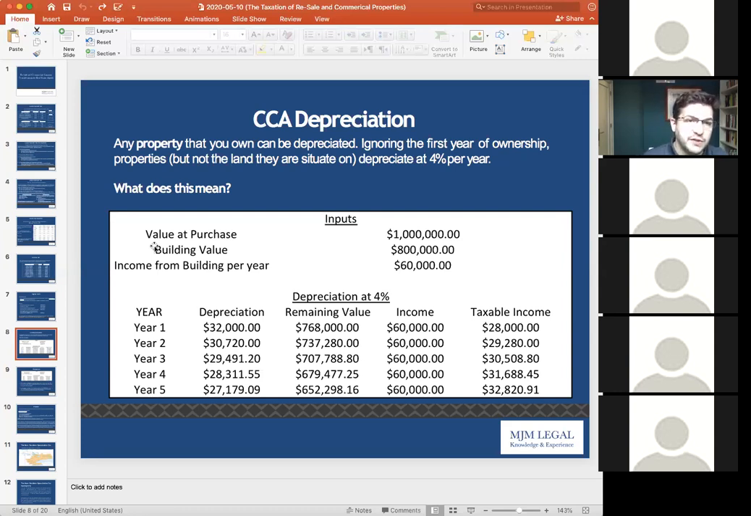This isn't true of the first year. There's something called the half-year rule. I'm not going to get into it. Just conceptually, I don't care. I just want you to understand conceptually what's going on. But after the first year, it depreciates by 4% every single year.